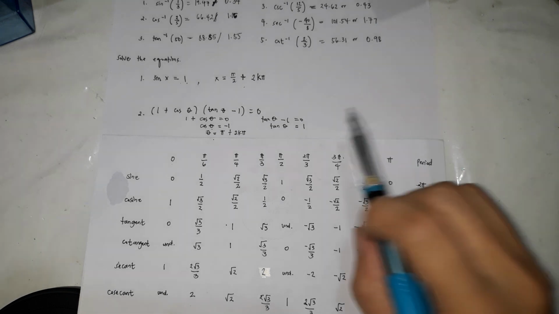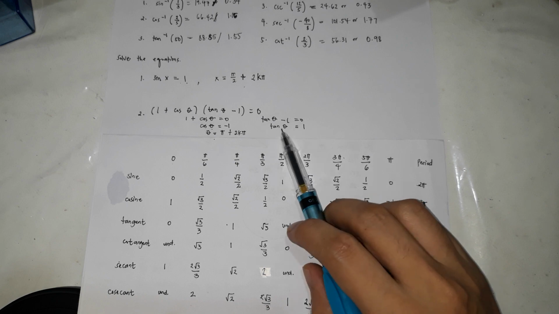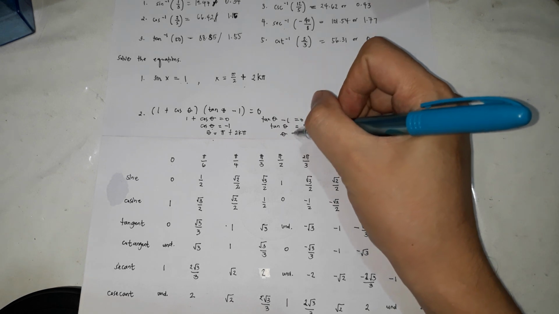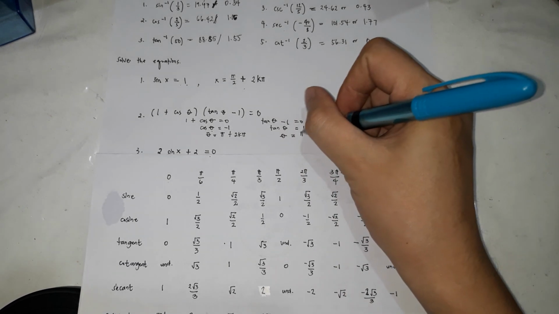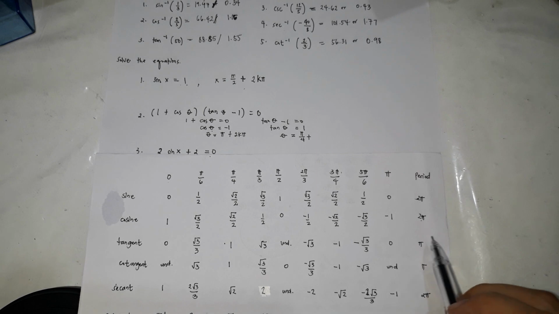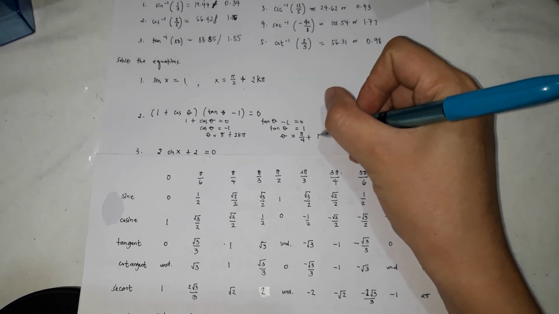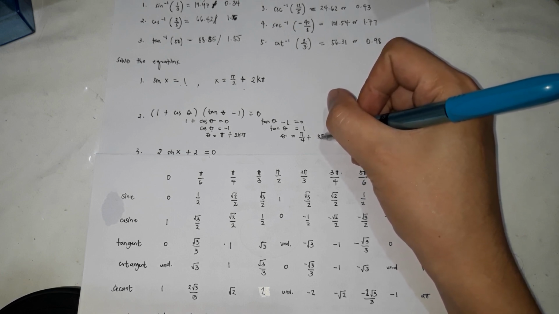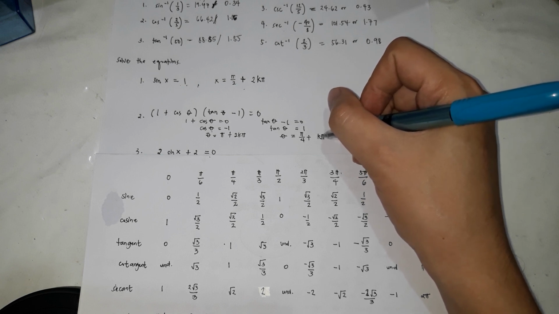So next one, for the tangent, tangent is equal to 1. So tangent 1, it's pi over 4. So theta is equal to pi over 4 plus, because the period of tangent is only pi, you're just going to write k pi. K pi, this is a constant, it could be 1, 2, 3, and it is an element of integers. It could also be negative integers. So k is an element of integers.